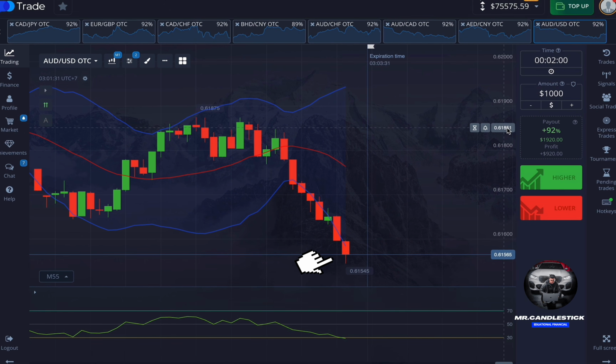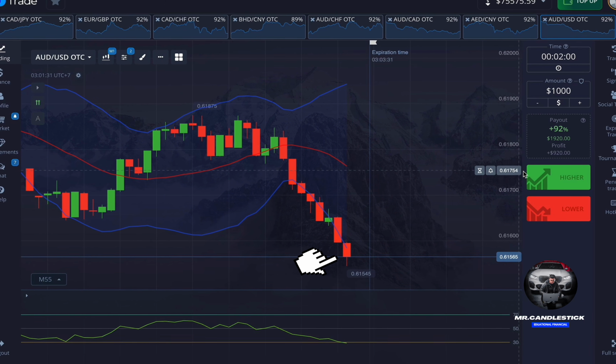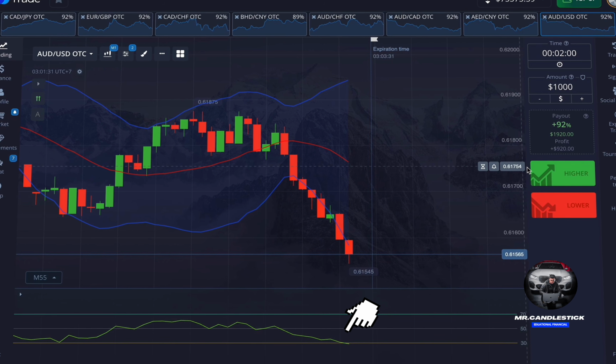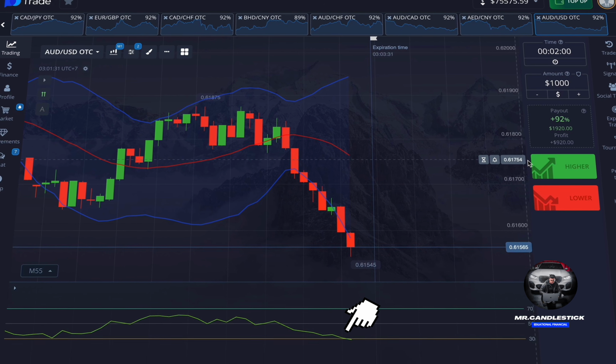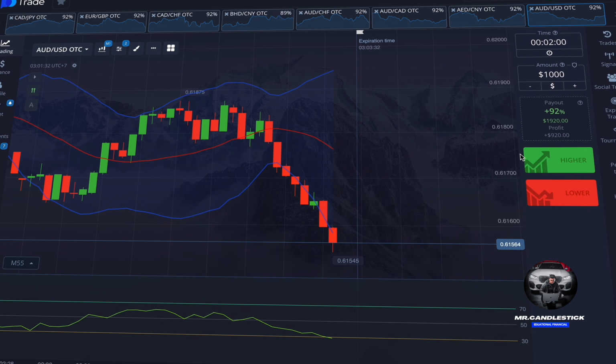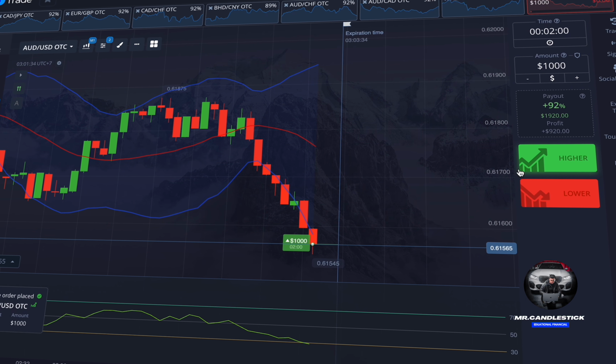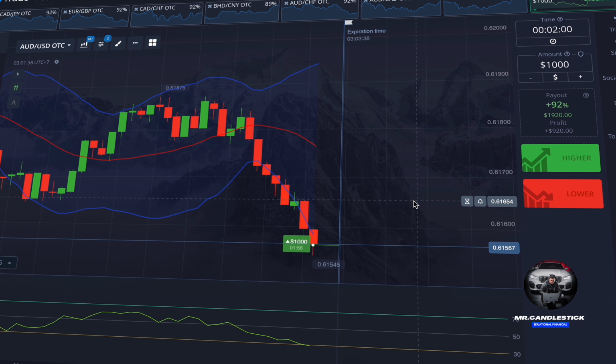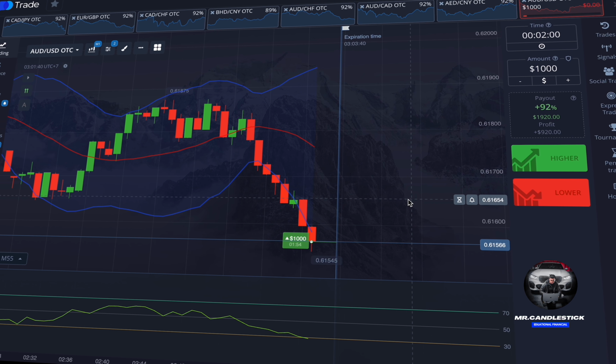Okay, this one. This candle breaks the lower Bollinger Band. And also the line on our RSI indicator has been oversold. So I will open a buy trade. Okay, the trade has been entered. Will it be profitable again? Let's see.